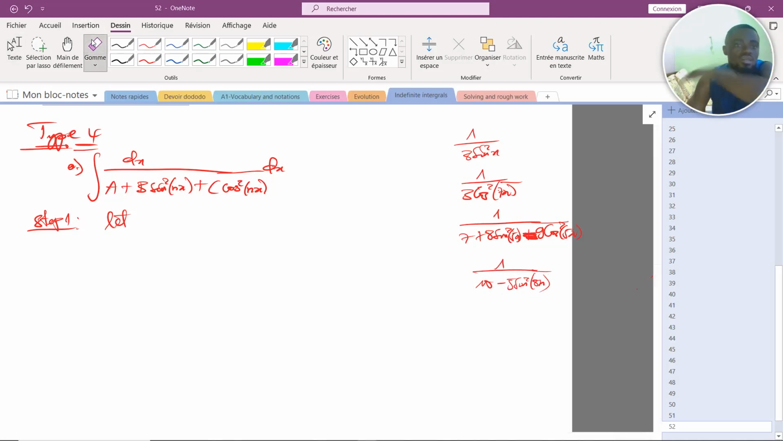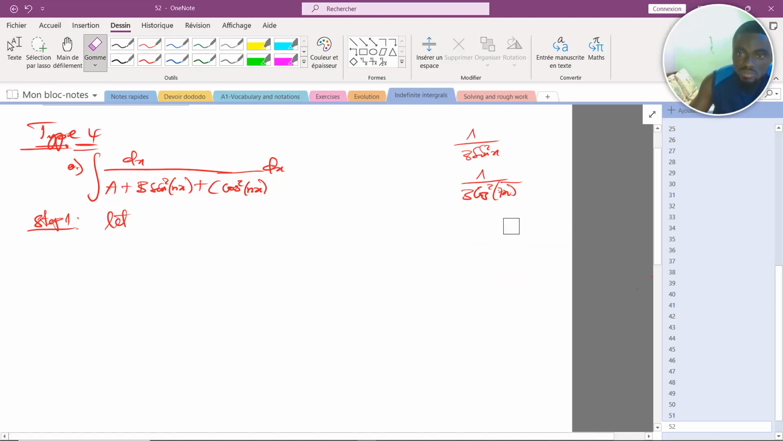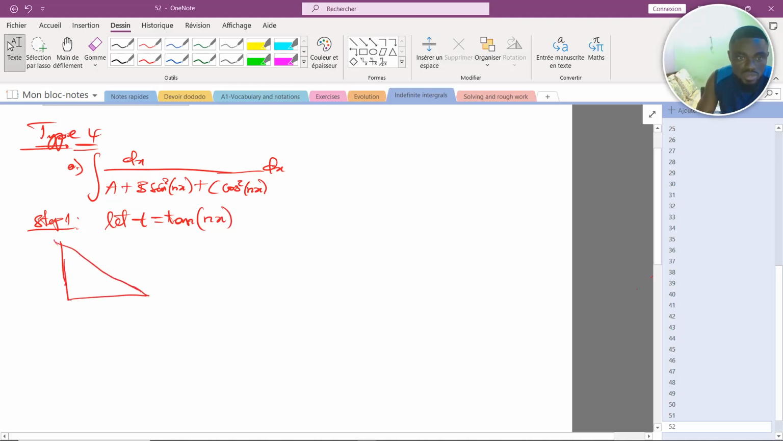So whenever you are asked to integrate such things, the first step, you let t be equal to, you can say u, you can say w, depends on you. You let your t be equal to tan of the angle that's inside here, tan of nx. Make sure this angle is the same as this angle. You let t be equal to tan nx. After doing that, you will draw your triangle. You draw a right angle triangle.